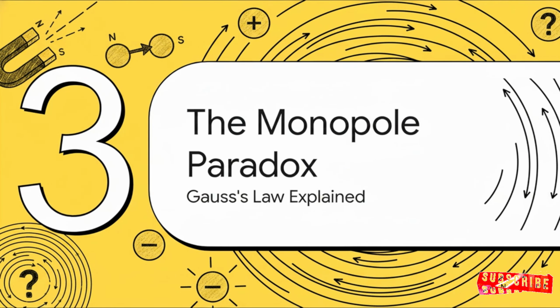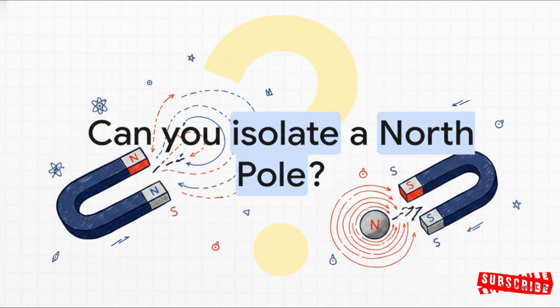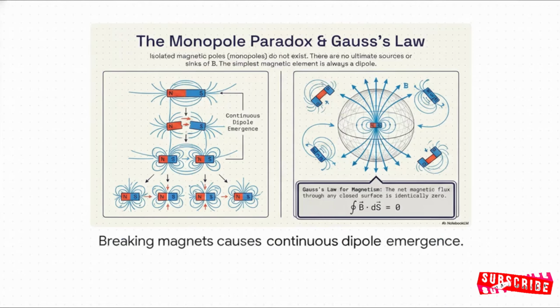Section 3. The Monopole Paradox. Gauss's Law Explained. We've seen how dipoles work, which brings up a really fascinating theoretical question. Imagine you have a bar magnet in your hand. What happens if you snap that magnet exactly in half? Can you isolate just a single north pole and create what physicists call a monopole? The answer is a resounding no.